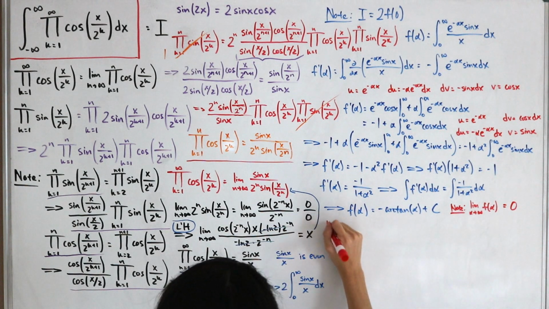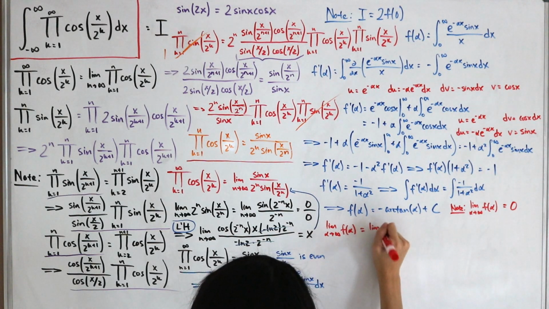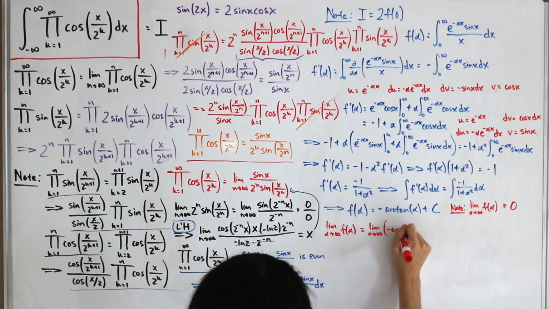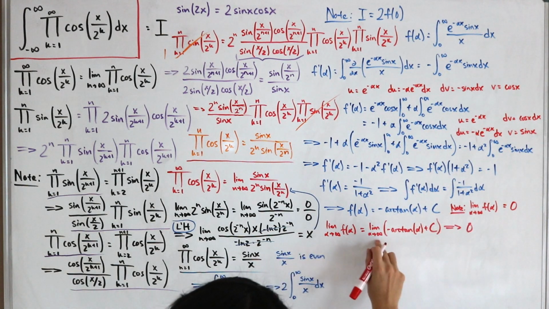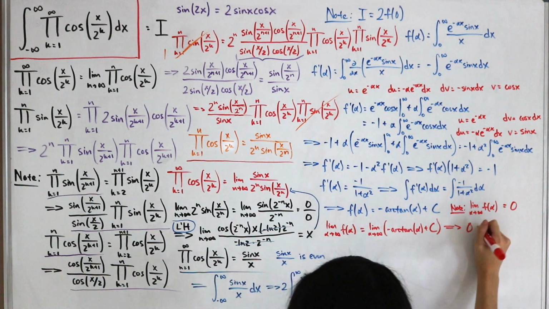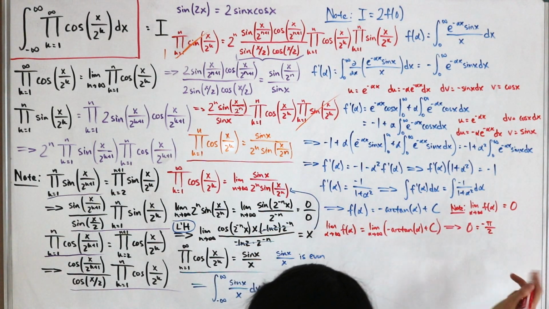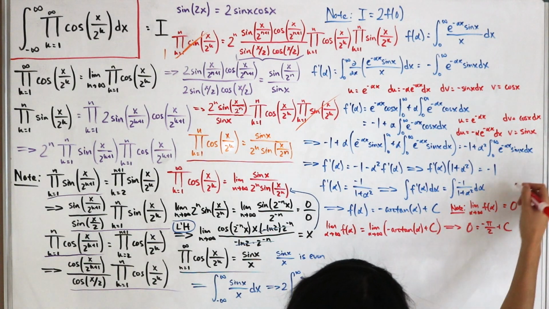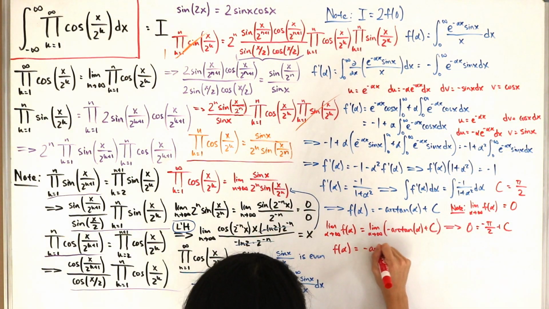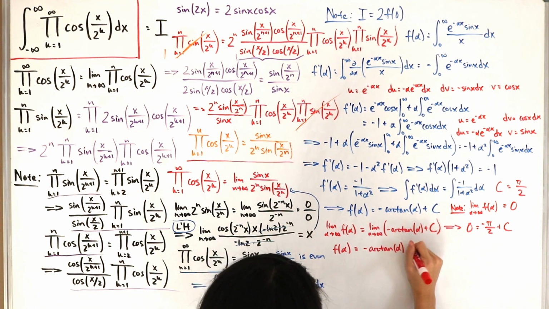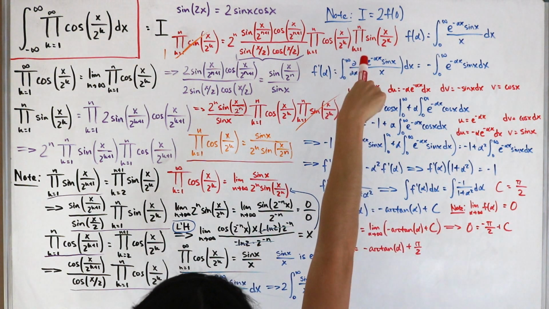Then if I say the limit as alpha approaches infinity of f of alpha, you have to take the limit on the right hand side as well. So as alpha approaches infinity, negative arctan of alpha plus c equals 0. Arctangent of infinity is pi over 2, but I just multiplied by the negative, so plus c. Then you'll see that c is equal to just pi over 2. We have that f of alpha is equal to negative arctangent of alpha plus pi over 2.